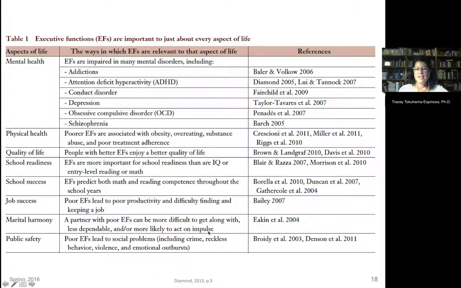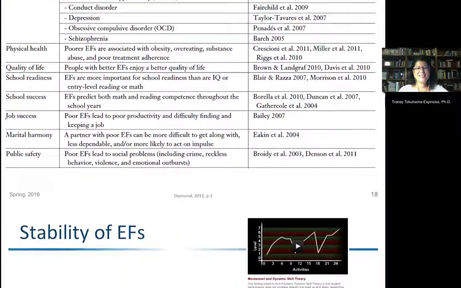and found many, many studies that support that there's an influence of executive functions on all of these different aspects of your life. Your mental health is influenced by good executive functions. Your physical health is related to executive functions. Your general overall quality of life is related to executive functions. Being ready for school, school success, job success, even how long or how well you stay married is related to executive functions, as is public safety and criminals. Criminals typically have lower executive function levels than other members of society.